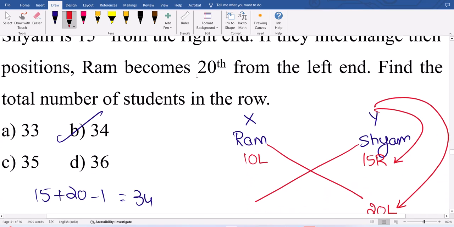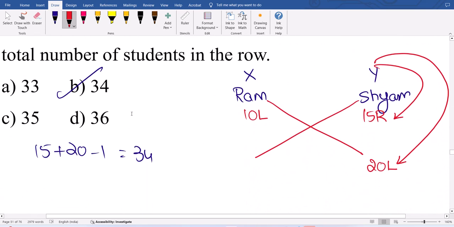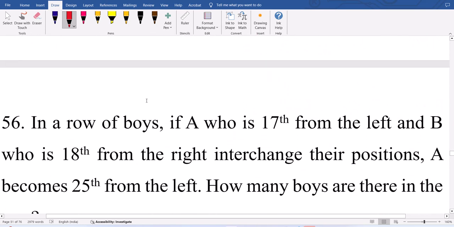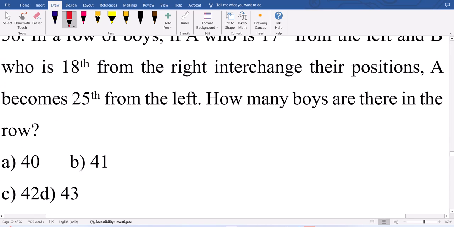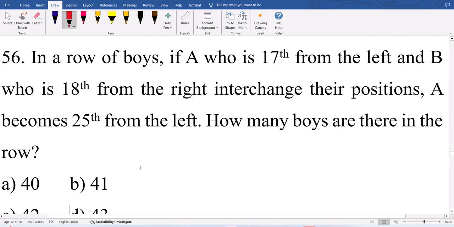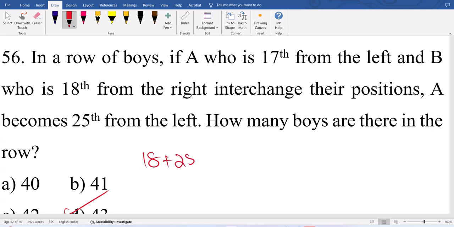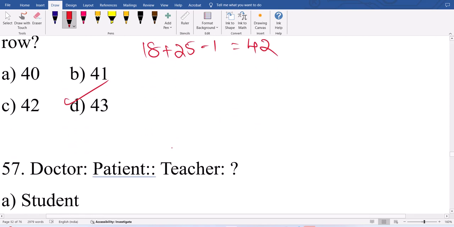This reason is very important for TCS and Infosys also. You have to focus more on this. Minus 1 we have to do. Now what is the answer for this question? First see it and let me know. Very simple. Answer. Now B's place A occupied. B initially 18th from right. Now A went to that place, 25th from left. So that place is 18th from right, 25 from left, means 18 plus 25 minus 1, which is 42. Sorry.